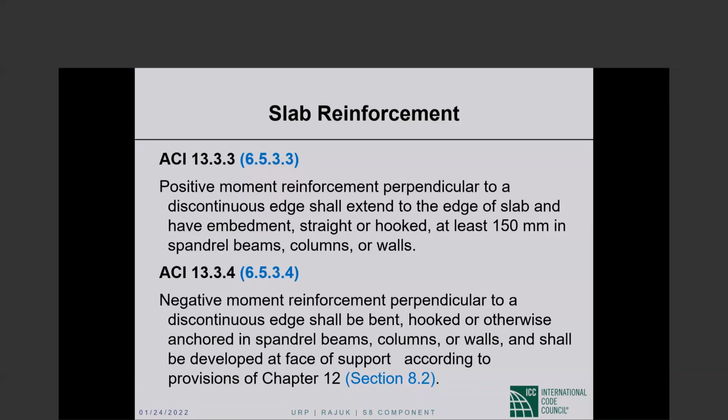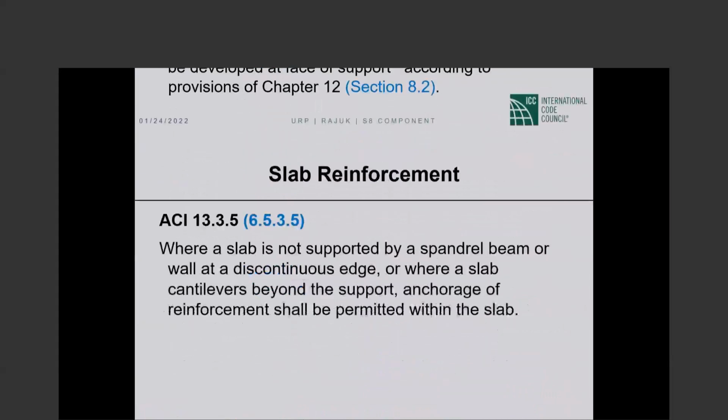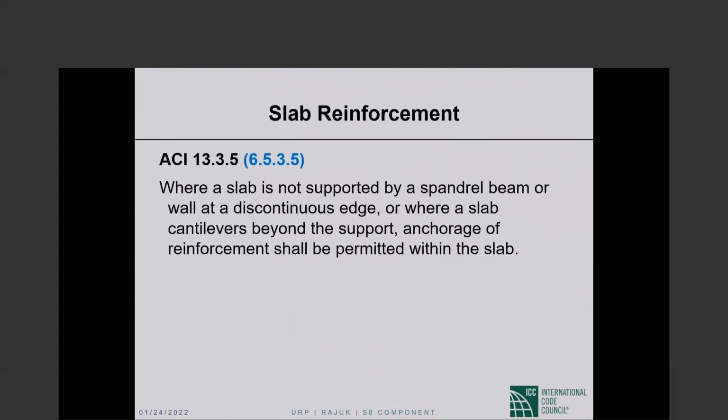Negative moment reinforcement perpendicular to a discontinuous edge shall be bent, hooked, or otherwise anchored in spandrel beams, columns, or walls, and shall be developed at face of support according to the relevant section. Okay. This is anchorage. Again, I will just read it; I think it is understandable upon reading. If not, you have to think about it or find pictures to look at.